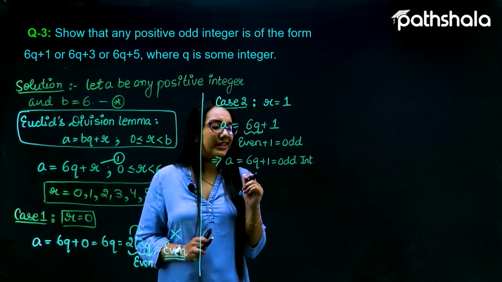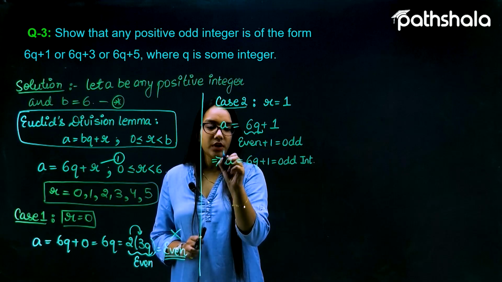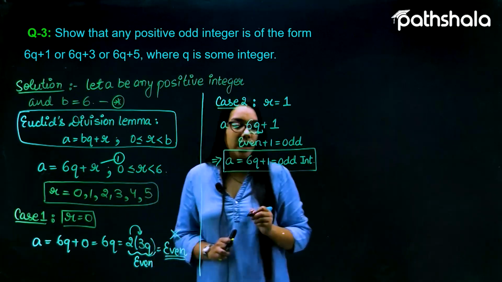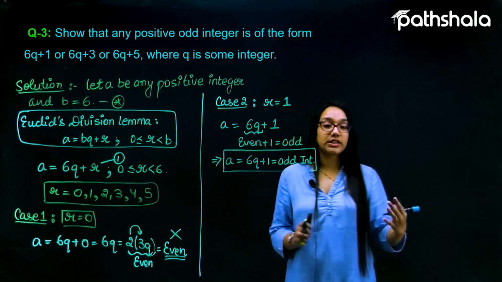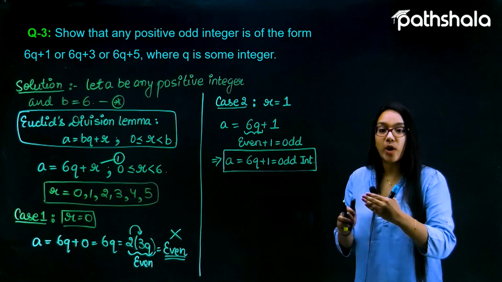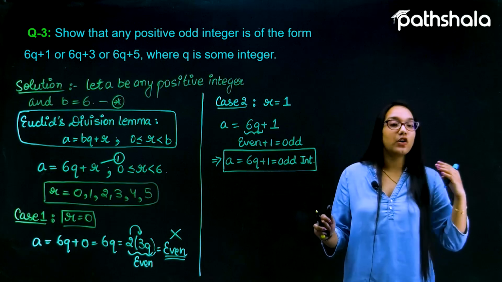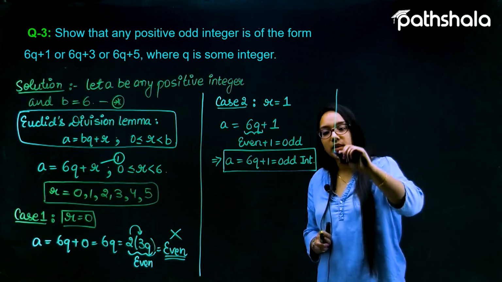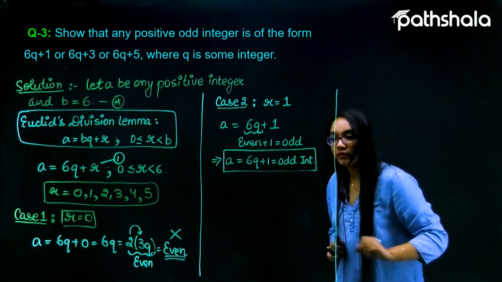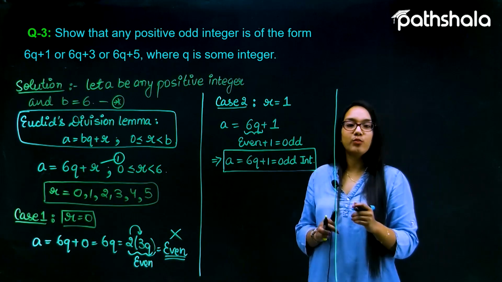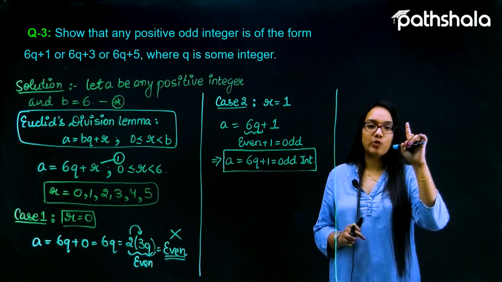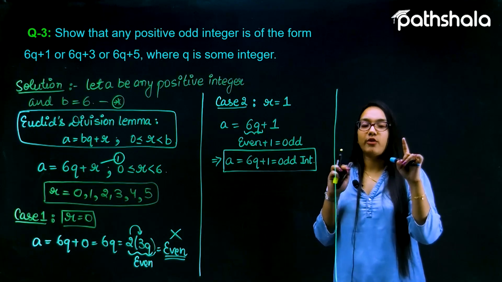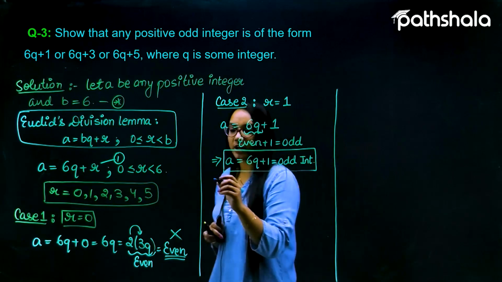So let us suppose I'm writing integer as int. This is our very first answer because we just wanted to show that the odd integer is of the form 6q plus 1 or 6q plus 3 or 6q plus 5. So the very first answer is that the odd integer is of the type 6q plus 1. Now we are done with the very first formation, that is 6q plus 1. Now we have to prove that it is either of the form 6q plus 3 or of the form 6q plus 5. So let's move on further toward case number 3.